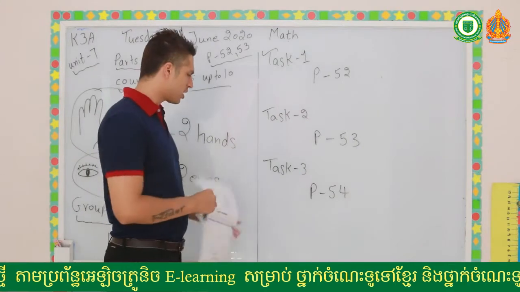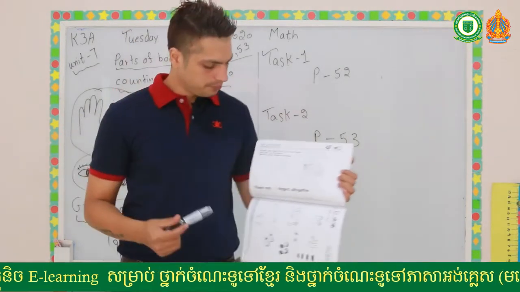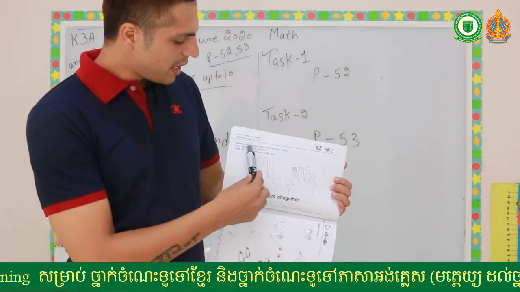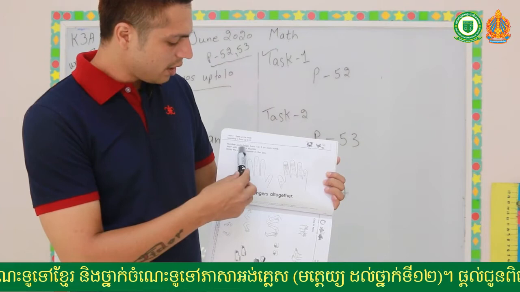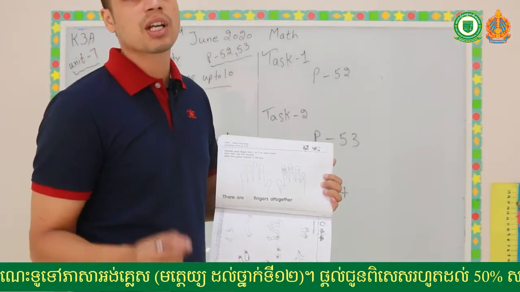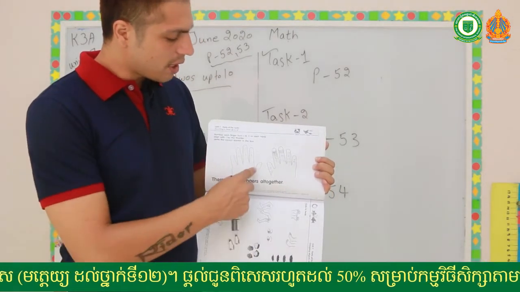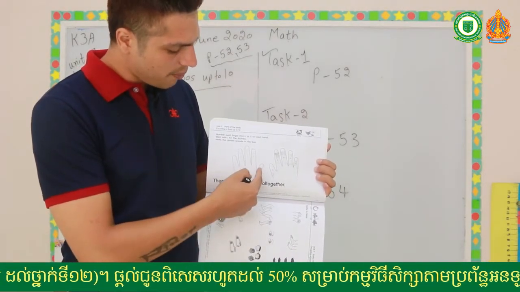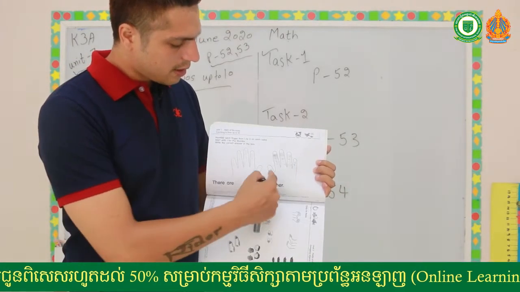Next, task 3. Task 3 on page number 54. Number each finger from 1 to 5 on each hand. Start with 1 for the thumb. So number each finger. When you say number each finger, it means you write down numbers. So write down numbers on each finger. Start from thumb here. 1, 2, and then complete.